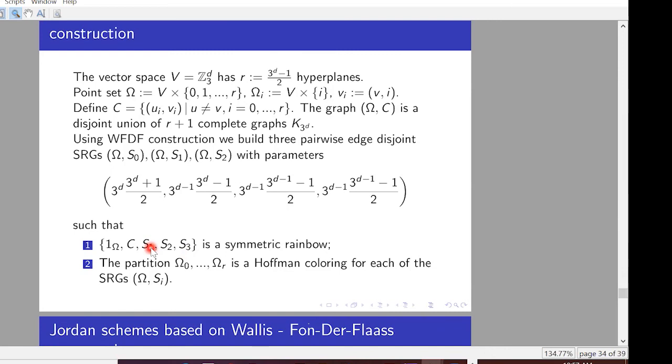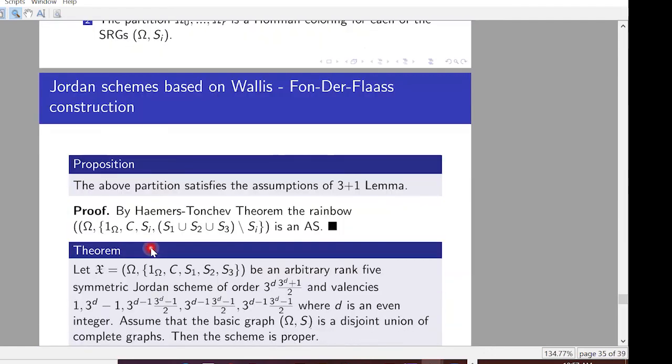And we show that 3+1 conditions are satisfied, and we show that this is proper. This is a proper Jordan scheme on the parameter level. So we show that you cannot build an improper Jordan scheme with this parameter from any association schemes. So here I'd like to stop.